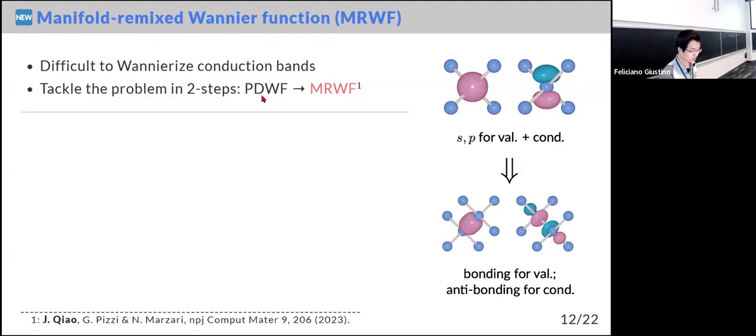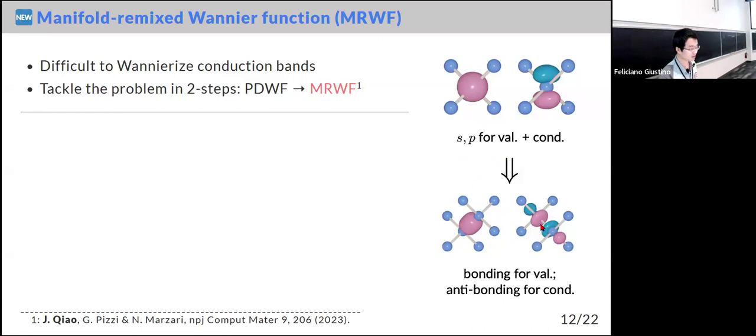So we tackle the problem in two steps. We first construct the PDWF, or if you want, any set of Wannier functions which can well represent the valence plus conduction band as a whole. So we have, for instance, the s and p Wannier functions for the valence and conduction band. And then we apply our MRWF algorithm to separate them into two groups. The first group is for the bonding, which is the valence band. And the second group is the anti-bonding.